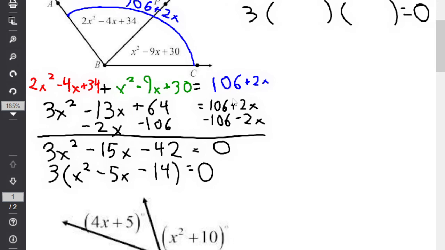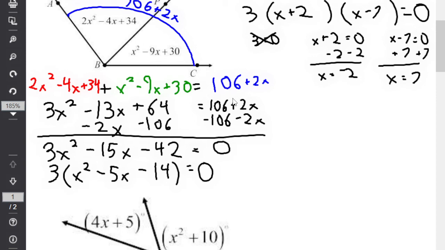Now I'm going to pause here and let you try factoring it yourself. Negative 7, positive 2, should be our two answers.